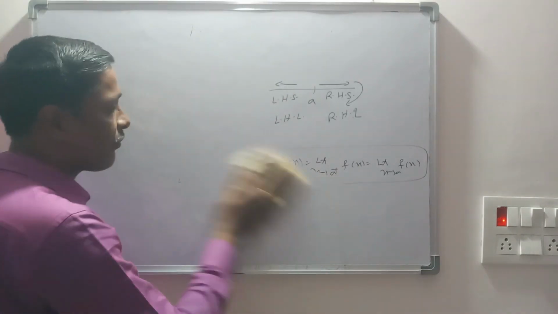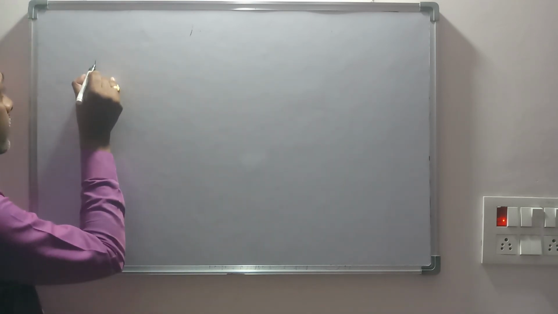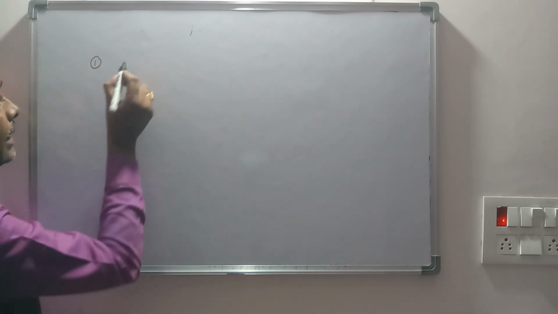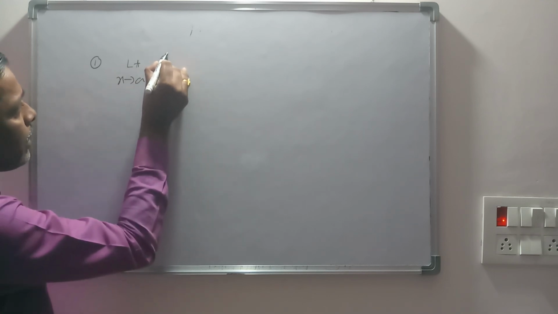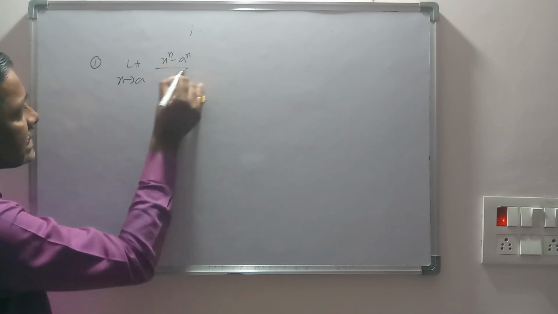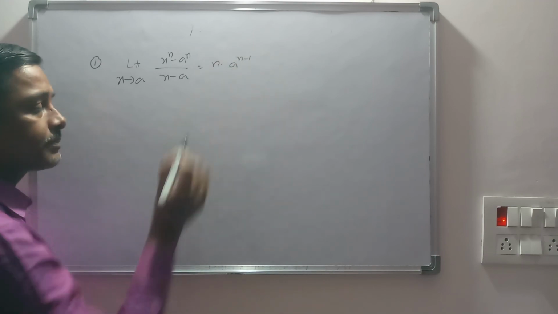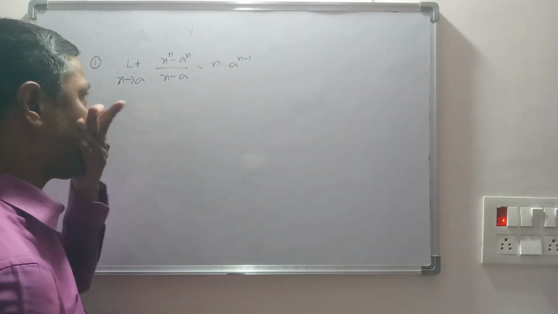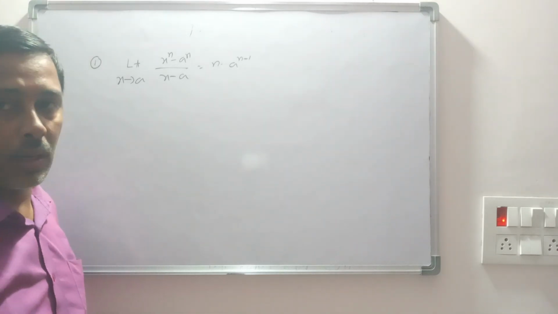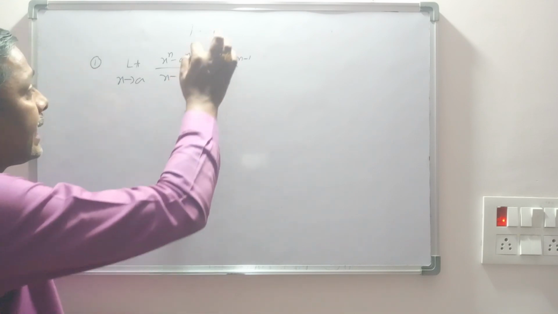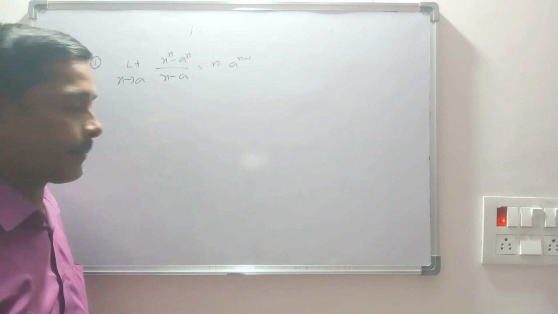What are the standard forms of limits? First one, the most important formula: limit x tends to a, x power n minus a power n by x minus a is equal to n into a power n minus 1. Generally, in limits we use L'Hospital's rule. L'Hospital's rule means derivative of numerator by derivative of denominator. This formula is also there.